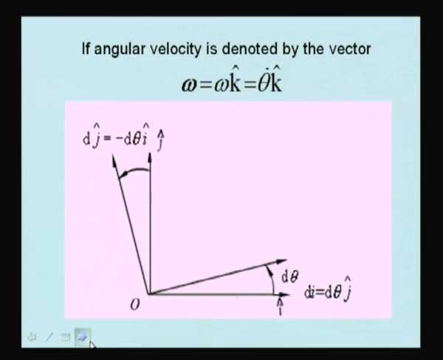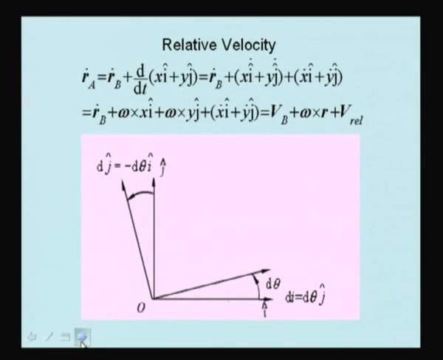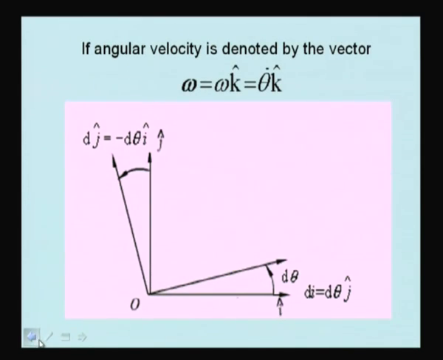If angular velocity is denoted by the vector omega, that is omega equal to d theta by dt, or theta dot, multiplied by k hat, where k hat is the unit vector along the z direction, normal to the plane, then we can also write that di by dt is omega cross i. Like that, dj by dt is also omega cross j.